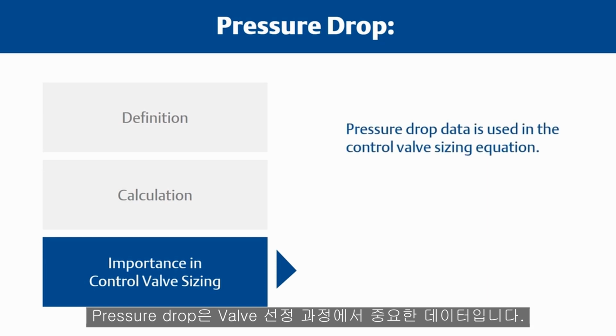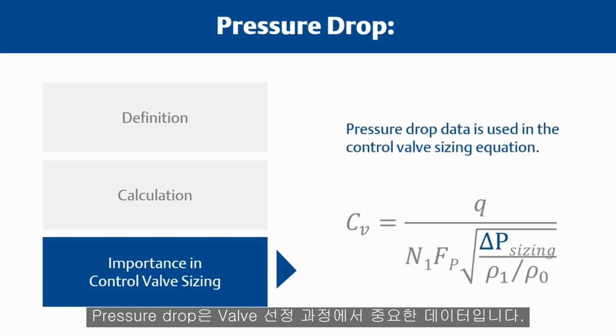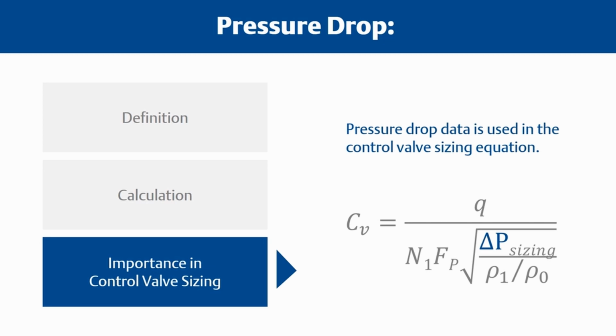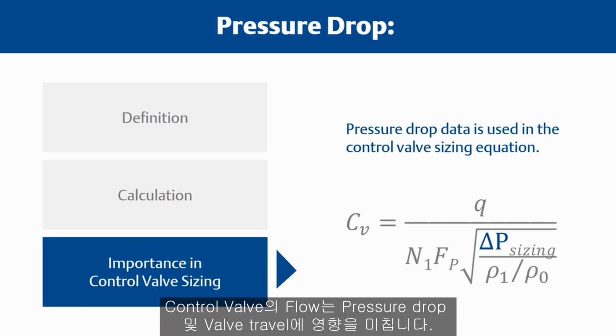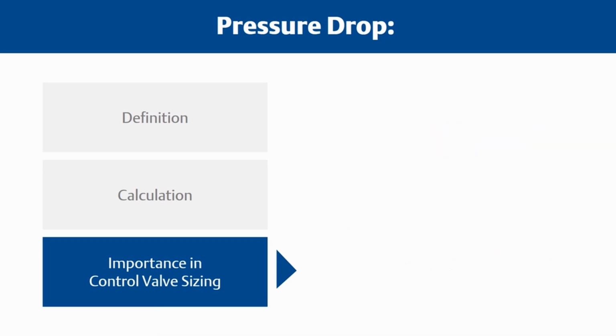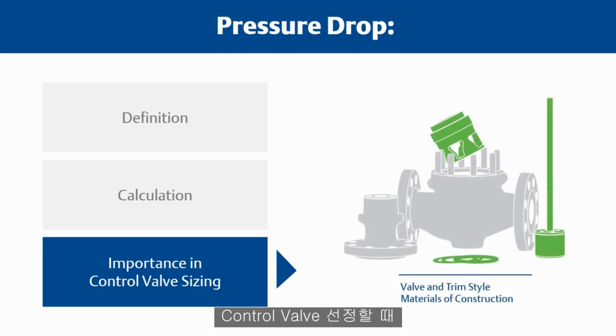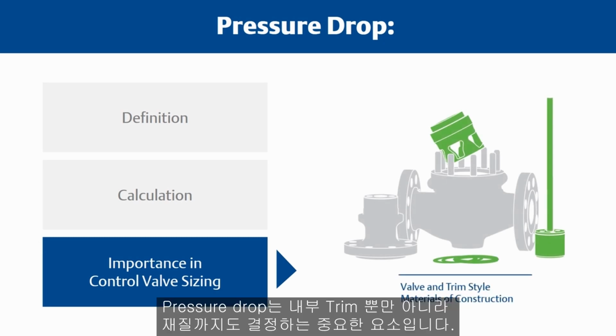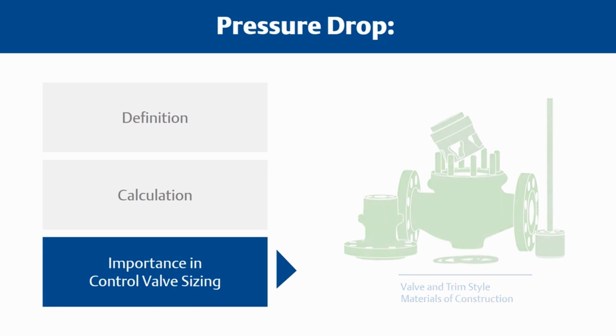Pressure drop data is used in the control valve sizing equation and is critical for proper valve selection. Control valve flow is a function of both the pressure drop across the valve and the valve travel. In control valve selection, pressure drop plays a role in determining not only the valve and trim style, but the materials of construction as well.